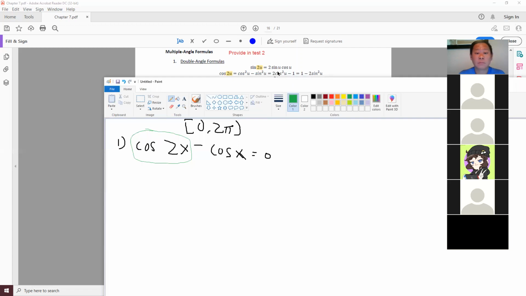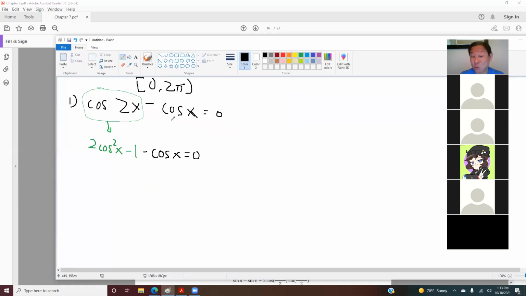The middle because it's only cosine. Yes, because this is in cosine, so you pick the middle one. The middle one says this is 2 cosine square x minus 1. And then we still have a minus cosine x equals to 0. So this, if you look carefully, is a quadratic type equation. So I'm going to rearrange this so it looks nicer from the high power to low power. 2 cosine square x minus cosine x minus 1 equals to 0.